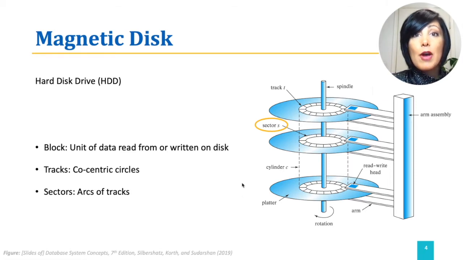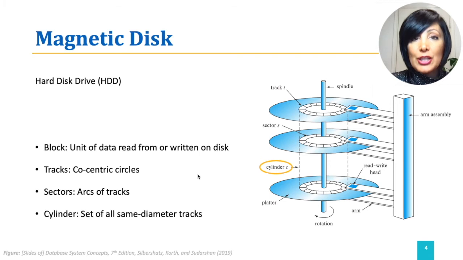Disks can have one or more platters that can have data on one or both sides. Platters can have 50 to 100,000 tracks per surface. A set of tracks with the same diameter is called a cylinder. A cylinder has one track per platter surface.